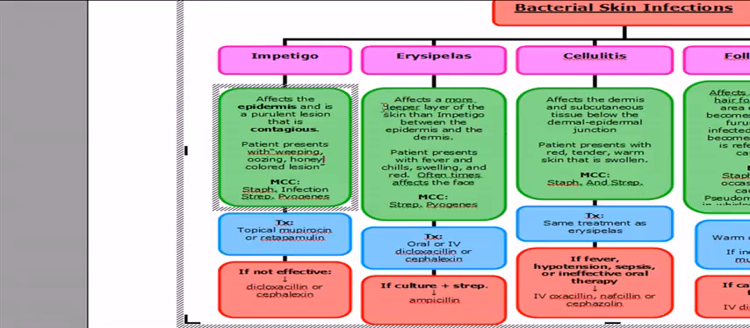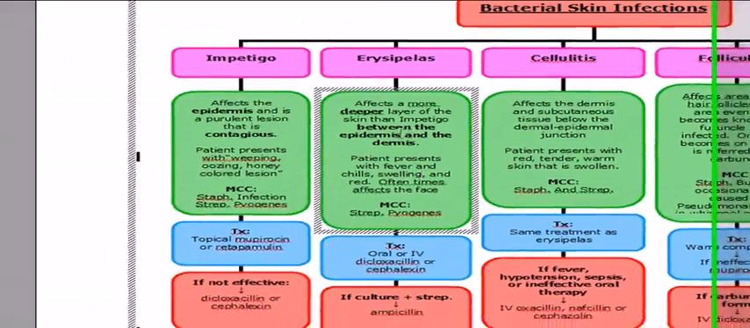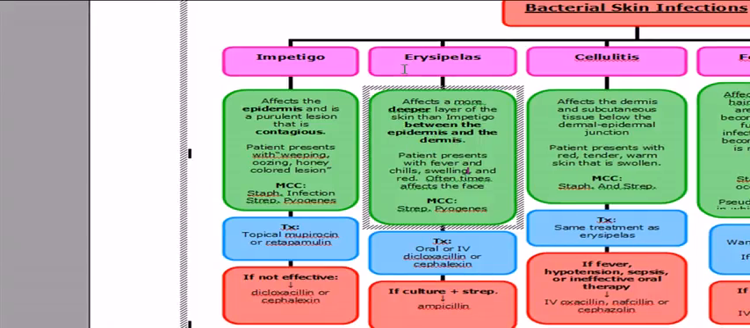Next, a deeper layer, right? What are we looking at? The skin between the epidermis and the dermis, all right? We're going from the epidermis to the area between the epidermis and the dermis for a second one, erysipelas, okay? This patient's usually affected in the facial area. Strep pyogenes is your most common bacteria. And here, it's not as mild, so we're going straight to oral or IV dicloxacillin and cephalexin.